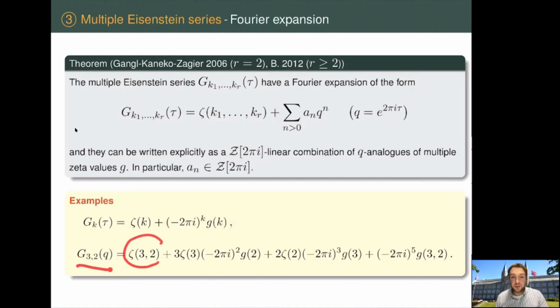So for example, G_{3,2}, and this here should be a tau, has a constant term ζ(3,2). And at the end, I have the corresponding g_{3,2} with some power of π. And in the middle, I have a mix of zeta values of depth 1 and these g of depth 1. So for example, here I have 3 times ζ(3), some power of π, and this g_2, where this power of π always corresponds to the corresponding g. And here, for example, I have 2 times ζ(2) and something with g_3. And everything here can be done explicitly.